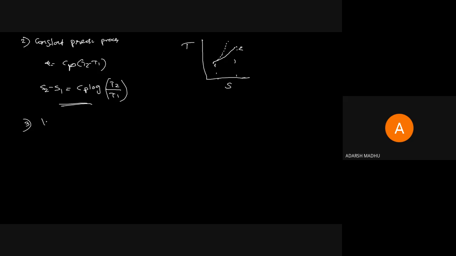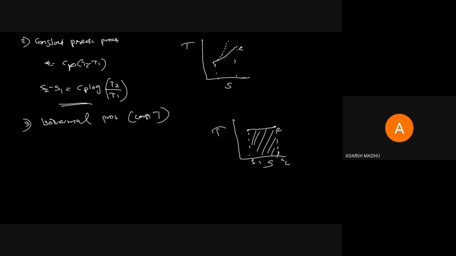Third is the isothermal process, that is, constant temperature. It is a TS diagram. For a constant temperature, the line will be a horizontal temperature line. So it will be like this, from 1 to 2, at constant temperature, and the area is under S1 to S2, like this. For the constant temperature process, the TS diagram will be like this.